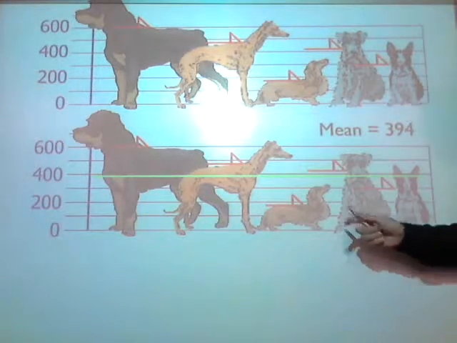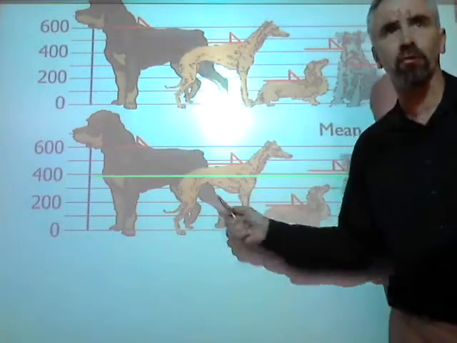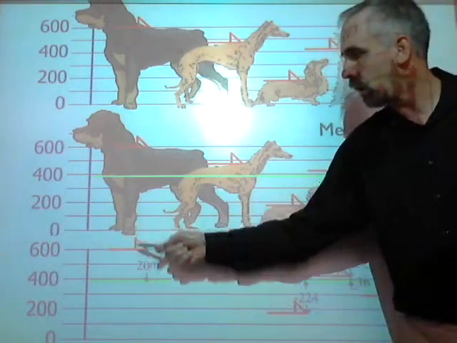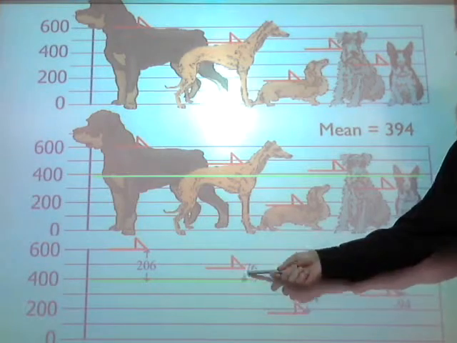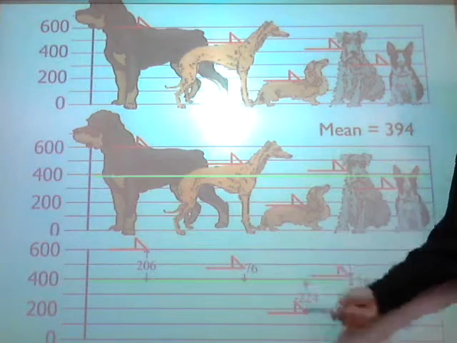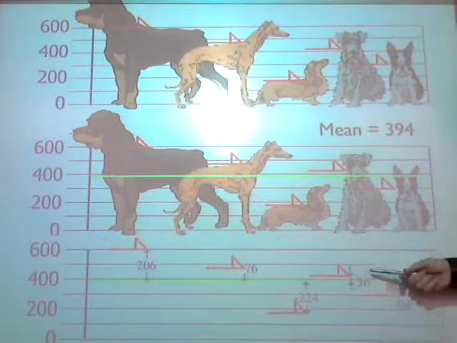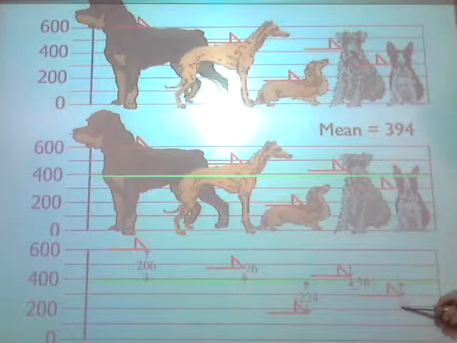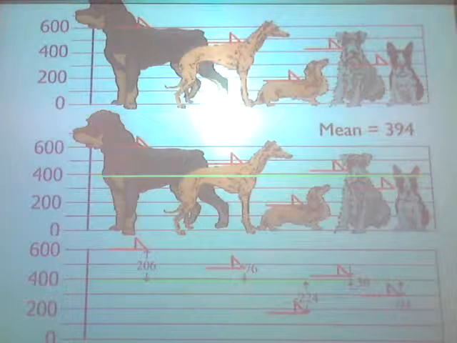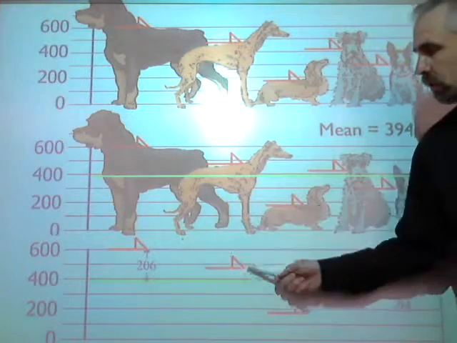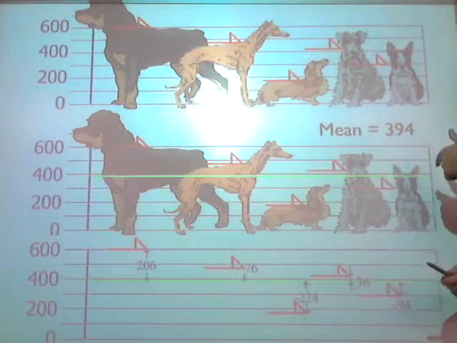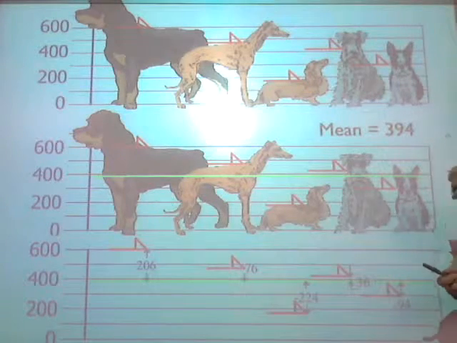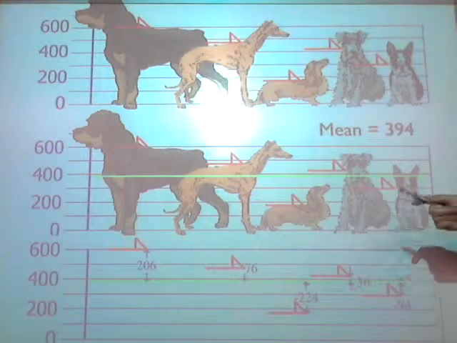So what I'll do is find the differences from the mean for each one. This really tall guy is 206 millimeters higher, or centimeters, whatever. This guy's 76 millimeters higher. He's 224 lower, 36 higher, 94 lower. Now, those are the deviations. We've already calculated that, on your notes, just Friday. Okay? What are we going to do next?